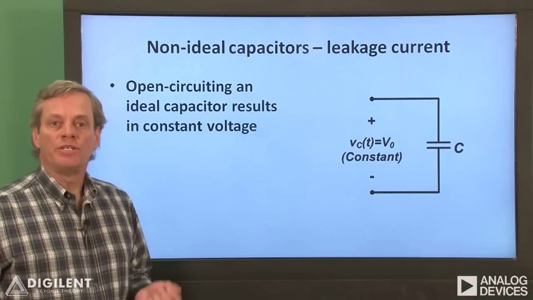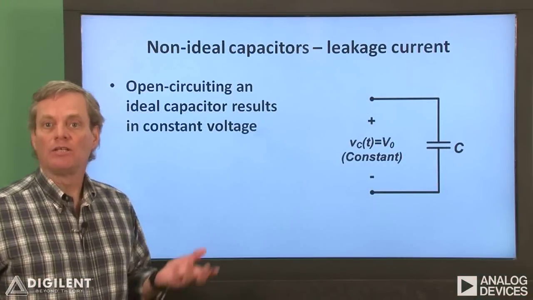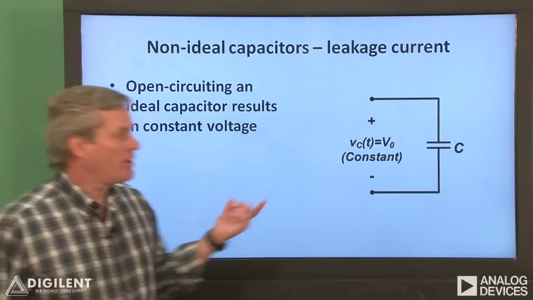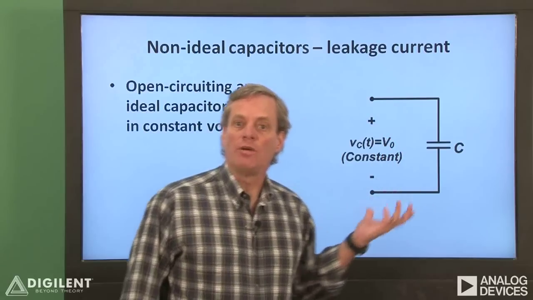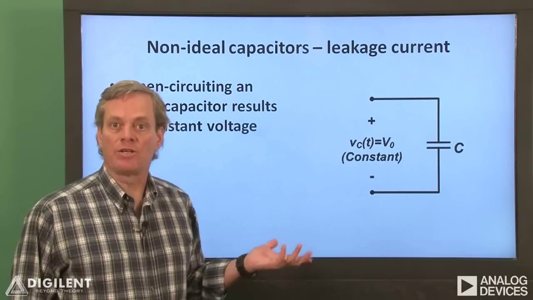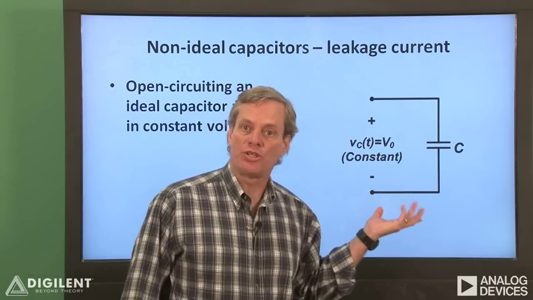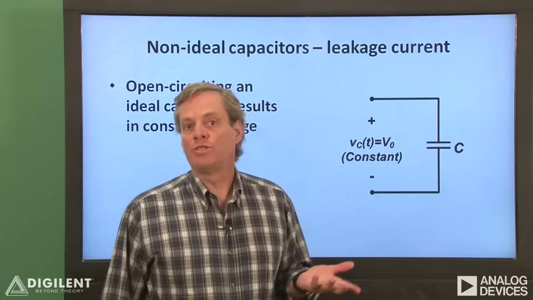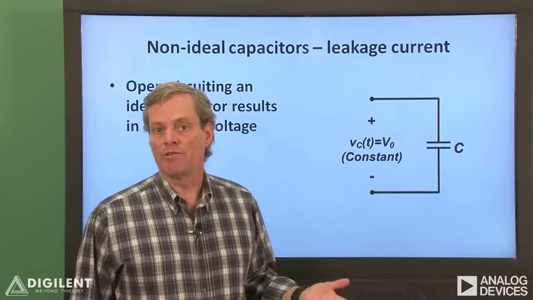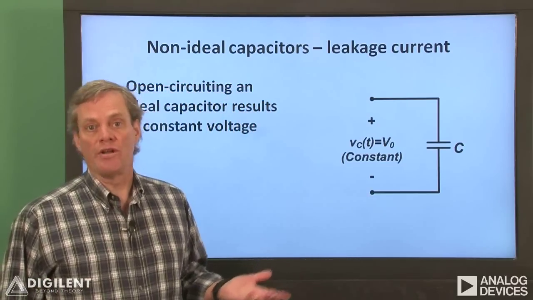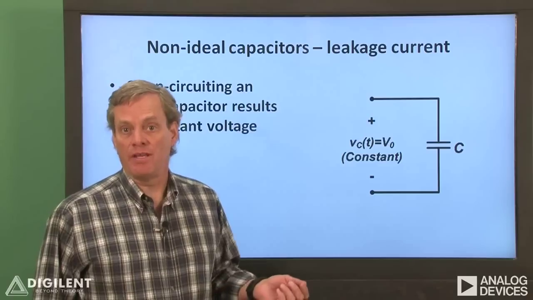Finally, we'll look at one particular kind of non-ideal effect, leakage currents. According to our current capacitor model, if we apply an initial voltage across a capacitor and then open circuit the capacitor's terminals, that initial voltage will remain across the capacitor forever. The capacitor can only store energy. There's no mechanism for it to dissipate energy.